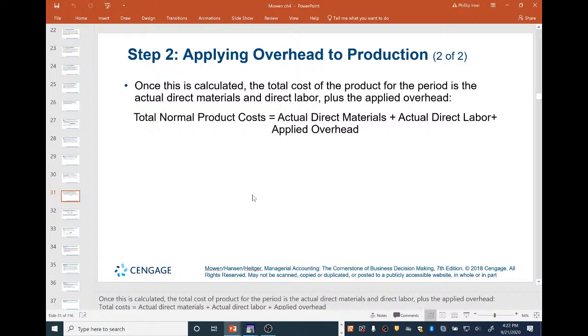So after that, the total cost of the product for the period is the actual direct materials, the direct labor, plus the applied overhead, right? So therefore, the total normal product cost equals actual direct materials, actual direct labor, plus applied overhead. And remember, the applied overhead is the estimate that we're going off of.